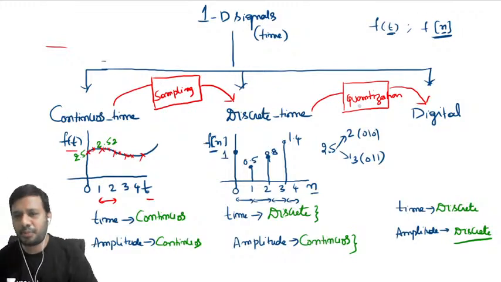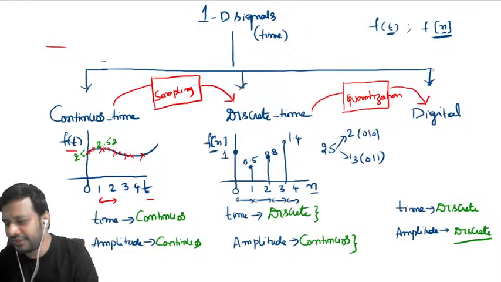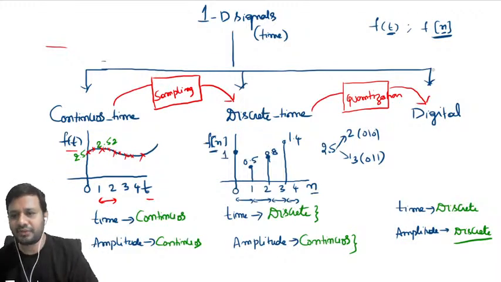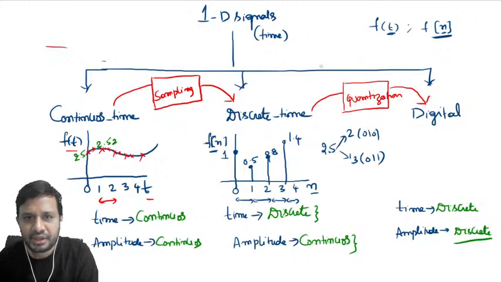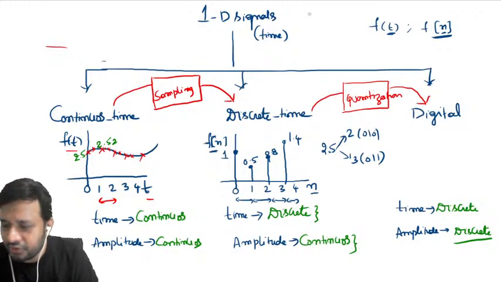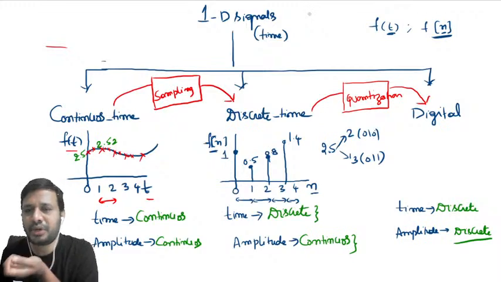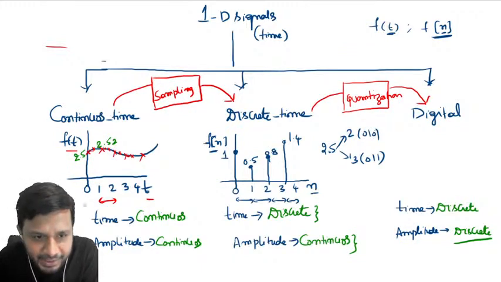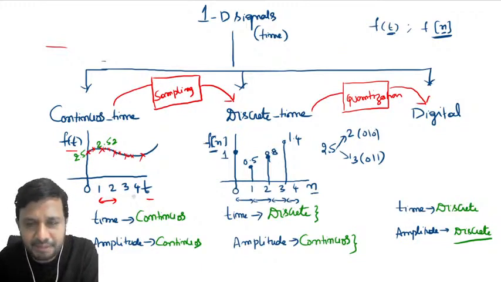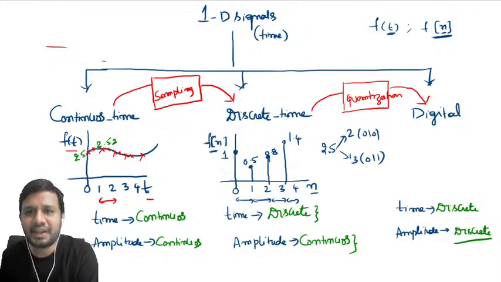And there is one more process. After quantization, there is one more process called encoding, with which we get a clear digital signal. So this much knowledge is enough for you as far as signals are concerned. Now if I ask you one question: if I want to discretize the dependent variable, to which operation must I go? I must go for quantization. If I want to discretize the independent variable, go for sampling.